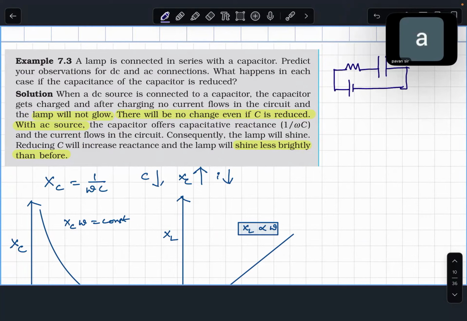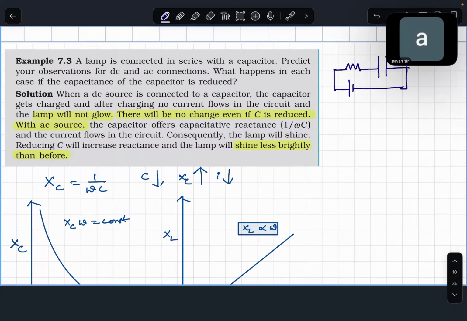There will be no change even if C is reduced. With an AC source, the lamp will glow. Clear? Right. Now, the question is, predict your observation for DC and AC connections. Why? DC. See, try to please understand. In case of DC, it makes no difference. Maybe initially there may be effects. Otherwise, there is no effect, the bulb will not glow at all. That's all. Whether it is C, 2C or C by 2 makes no difference in case of DC.